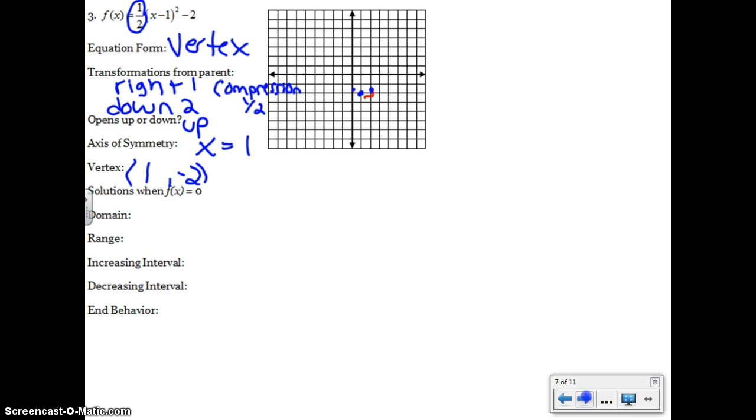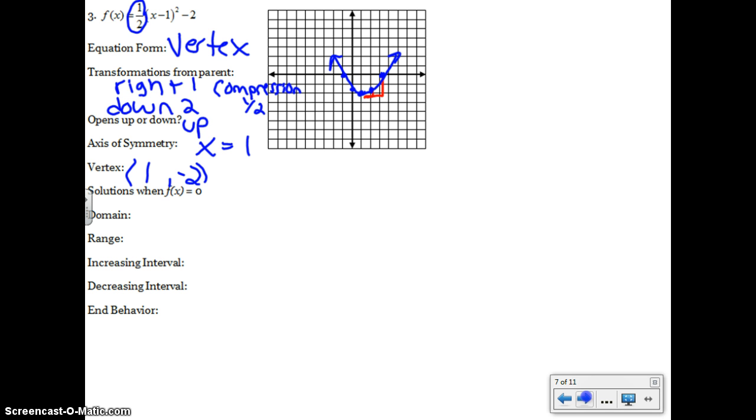Left 1, up 1/2. My parent function, when I went to the right of the vertex 2 units, I went up 4. Well, now I'm going to go half of that. So now when I go to the right 2 units, I'm going to go half of 4, so it's only going to be up 2. So right 2, up 2. Left 2, up 2. So my parabola is going to start to get wider. And it's wider than what my parent function started out at as well.